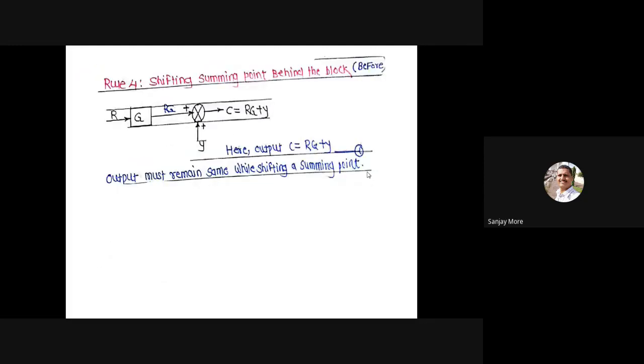Okay, understood? So rule number 4: shifting summing point behind the block or before the block. Write down here, write down the 4 slides under the shifting summing point behind the block or before the block.